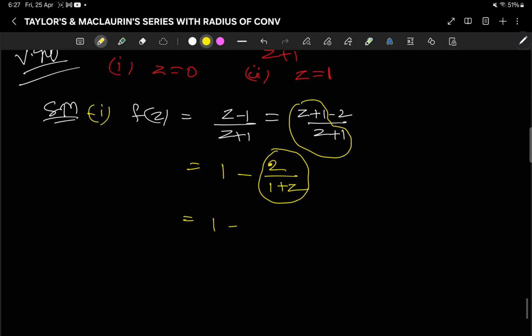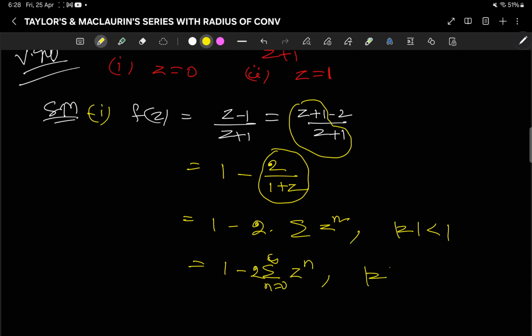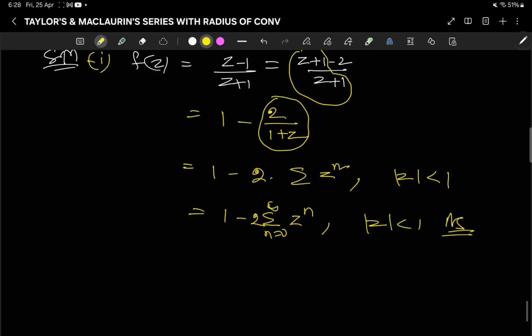So this is 1 minus 2 times 1 by 1 minus z, summation of z to the power n, simply with mod z less than 1. So this is equal to 1 minus summation of 2, n equal to 0 to infinity, z to the power n, with mod z less than 1, is your answer. Now if you find the derivative, f dash, f double dash, then it is quite lengthy. Okay, so this is the answer.